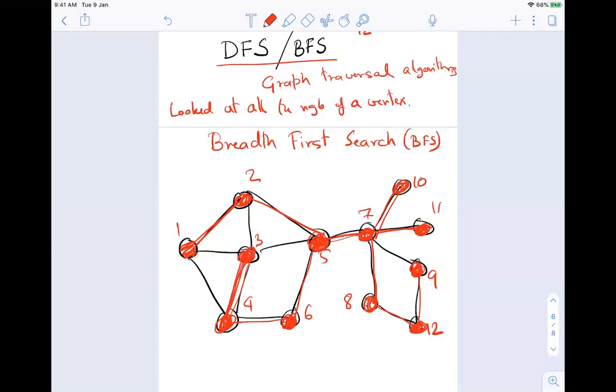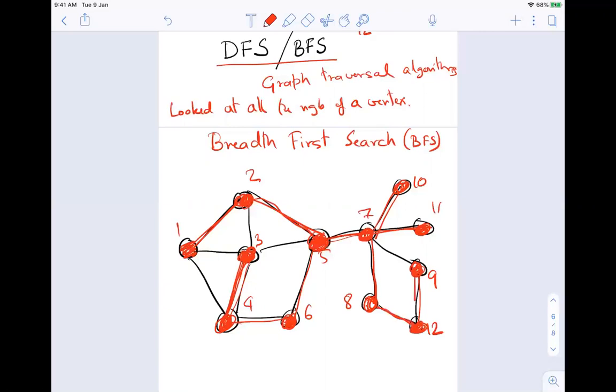From 3, I come back to 2. That has also been tagged. 2 has a neighbor 3, but that has been tagged. I come to 1, and the algorithm stops here. So here I am basically trying to go as far as I can and then come back.